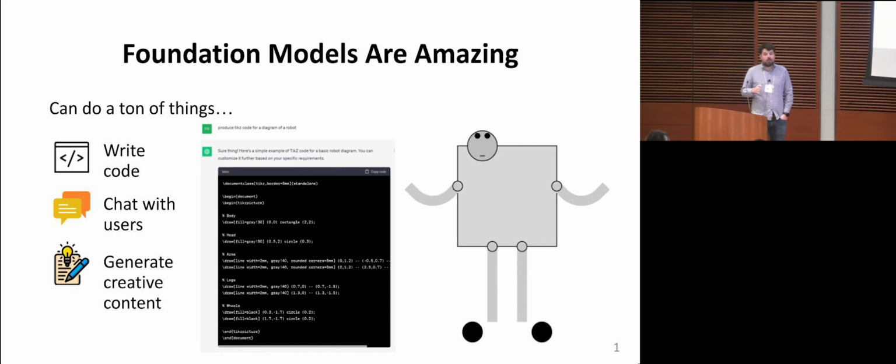They can do a bunch of completely awesome stuff. They can help you write code. They can chat with users. They can generate, let's say, passable, artistic kind of content. And they can actually do things that seem far out of their own abilities. And let me show you an example that I really like.